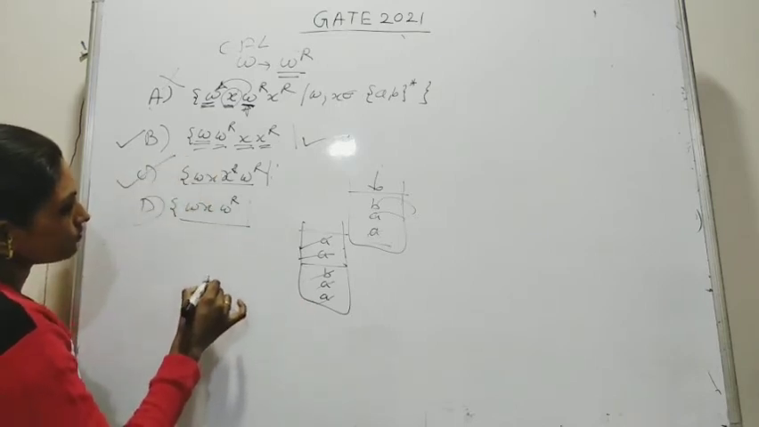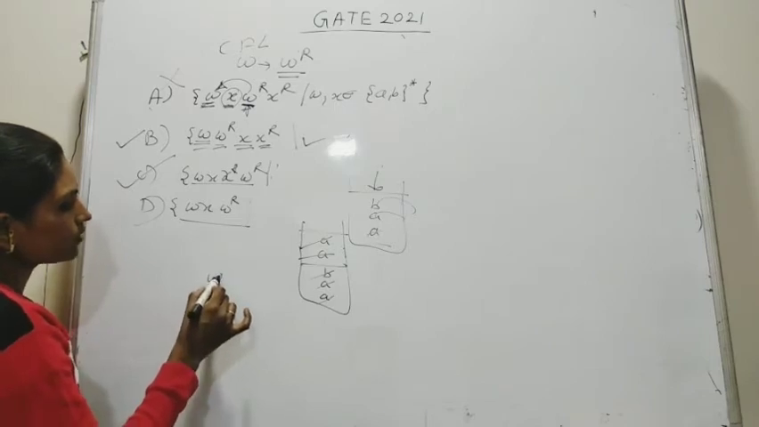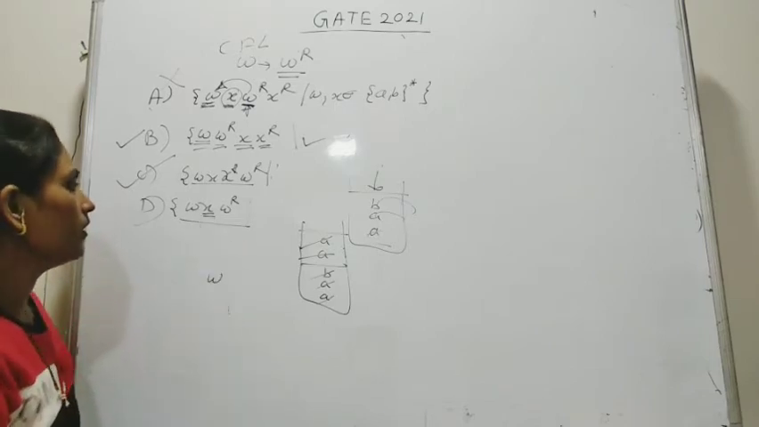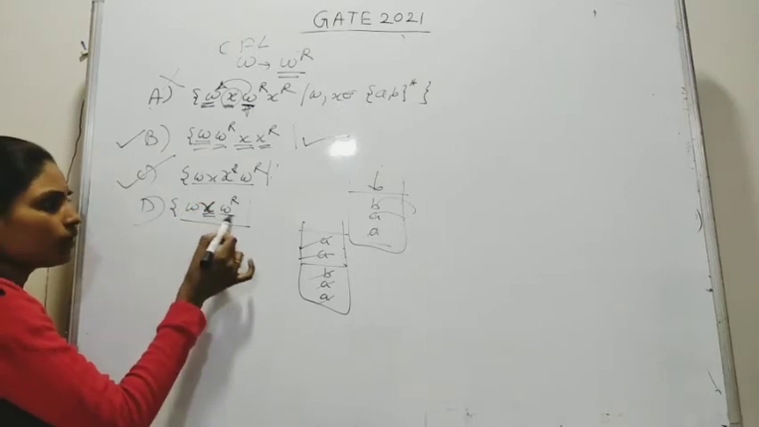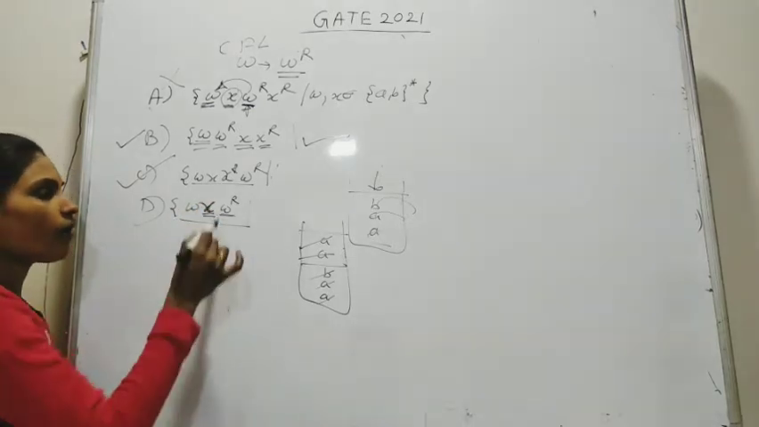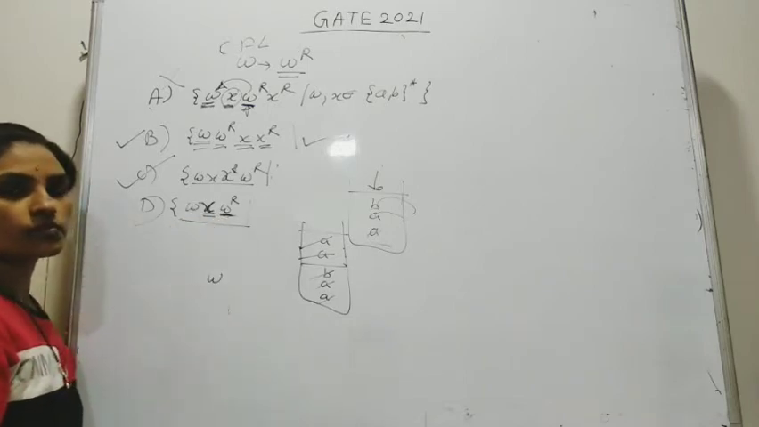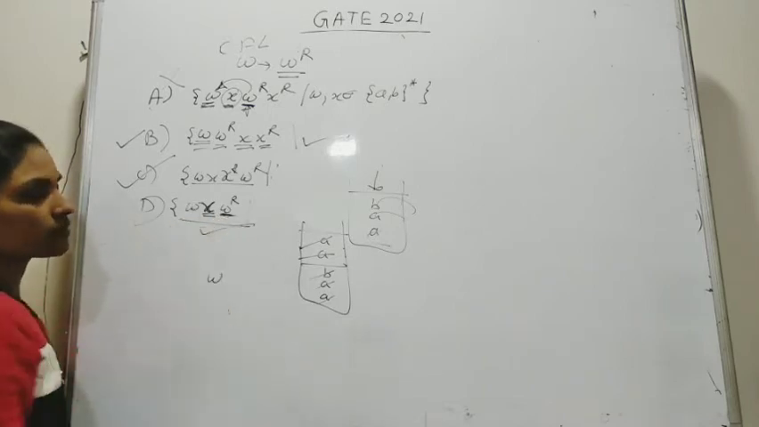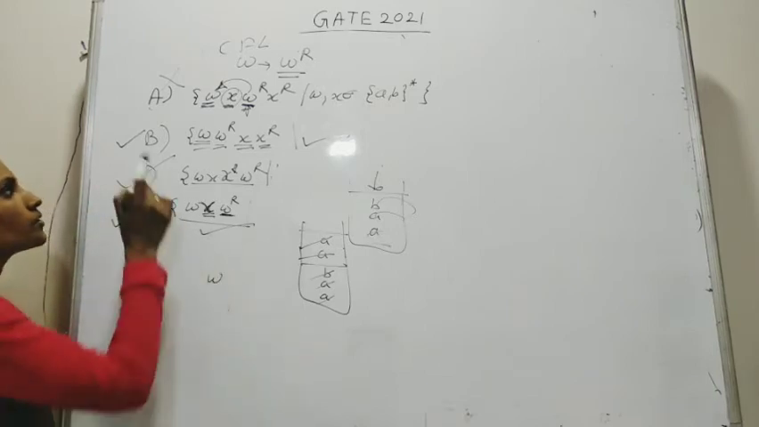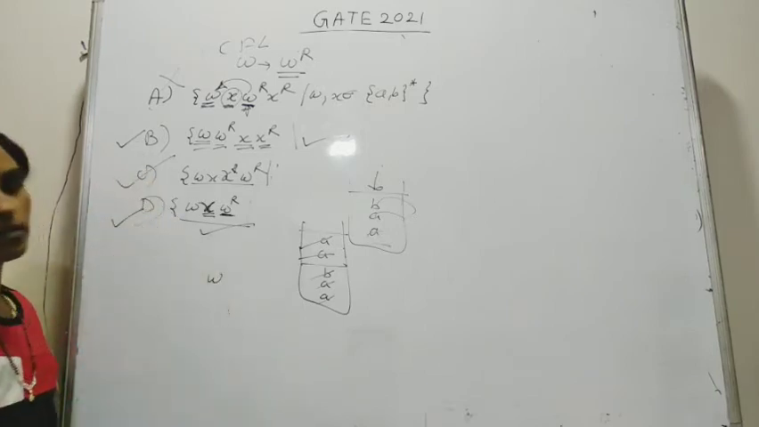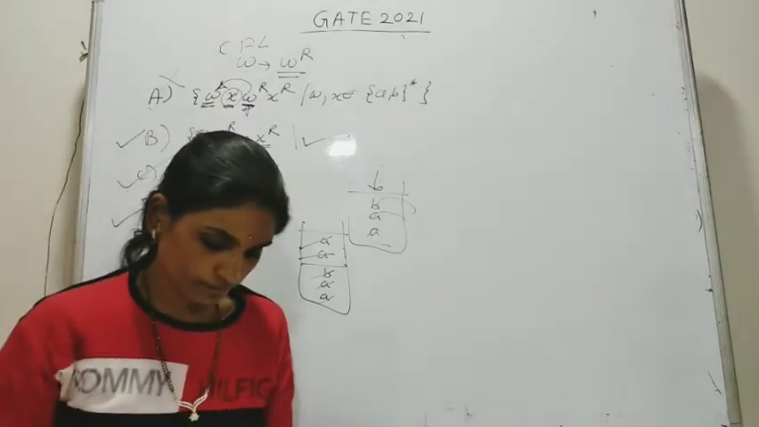For this, we can mark X. So when X appears, pop the elements of the string. So again, this is a valid CFL. It can be implemented. So the options B, C, D are the correct options for this question.